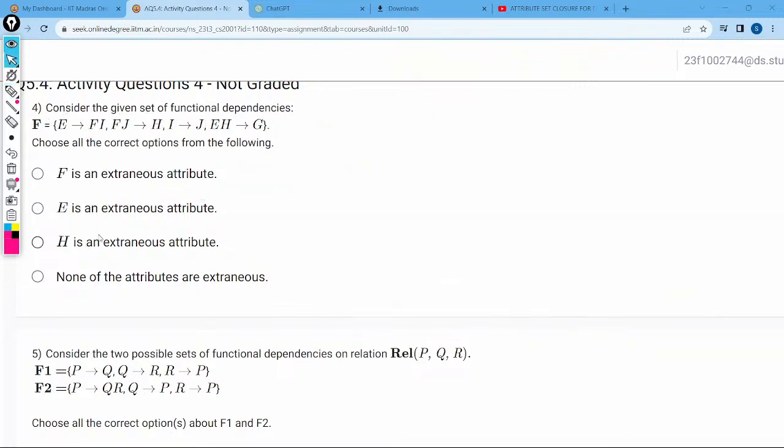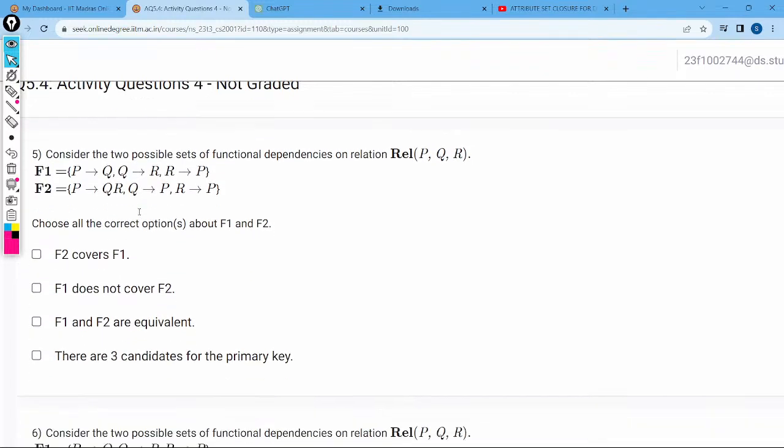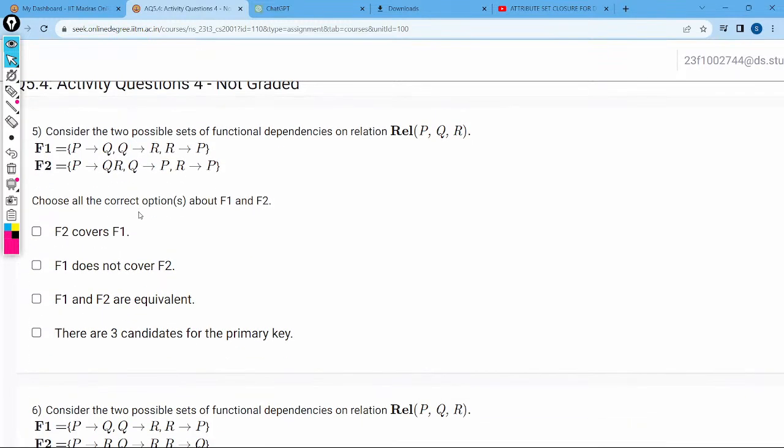Let's remove this and move forward. Consider the two possible sets of functional dependencies on relation PQR. This is the relation with the attributes, and these are the functional dependencies. F1 has P arrow Q, Q arrow R, and R arrow P, and F2 has P arrow QR, Q arrow P, and R arrow P, right?